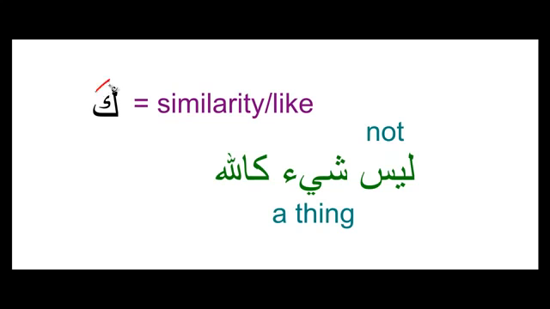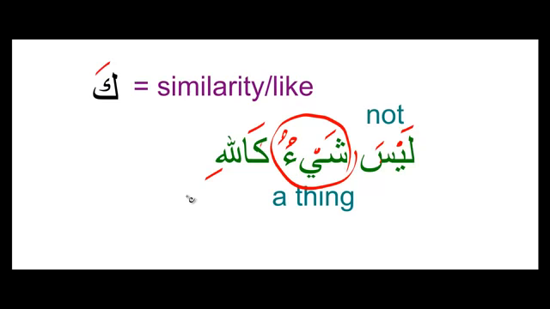Number 3, we have ka. And this kaf shows similarity or likeness. So here we have laysa shay'un kallahi. Laysa, which means not, or there is not. Shay'un, a thing, kallahi, like God. Again, I added the kasra because of the kaf. So again, laysa shay'un kallahi. There is not a thing, anything, kallahi. These 2 dhammas tell me that it can be anything. Not just one thing, but it can be anything. Laysa shay'un. There is not anything like God.